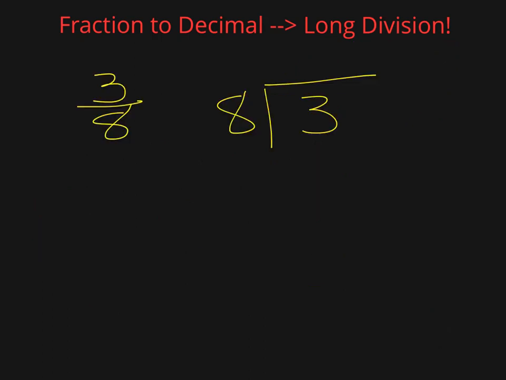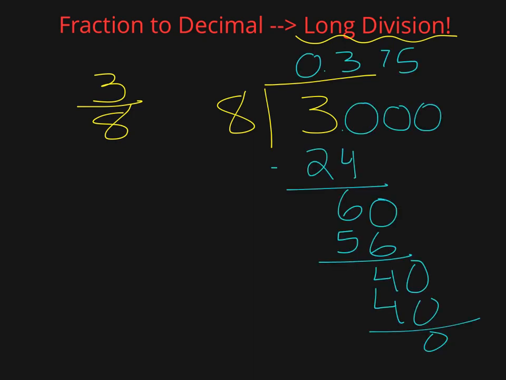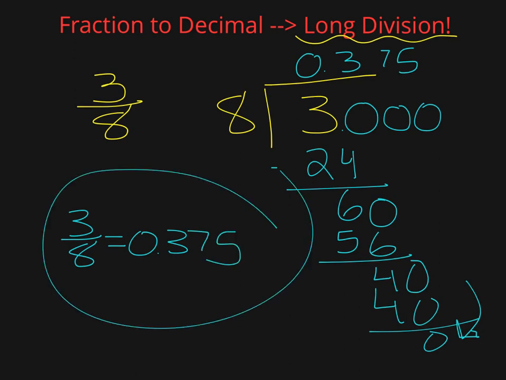I want you to pause the video and try to convert the fraction 3/8 to a decimal using long division. All right, so check your answers. For this one, we actually got a terminating decimal because we got the remainder of 0. The fraction 3/8, its equivalent decimal, is 0.375. And there's your lesson on converting fractions to decimals. Good luck!